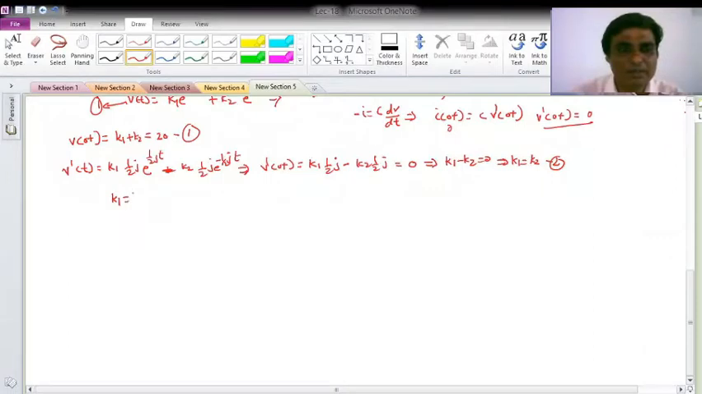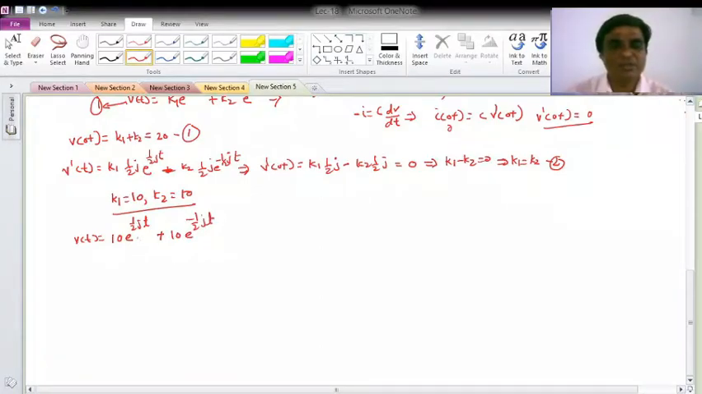K1 will be 10. So k1 is k2, so k2 is also 10. Okay. So now my resultant v of t will be equal to 10 into e raised to half jt plus 10 e raised to minus half jt. And now I will use the Euler's identity. So if I use the Euler's identity, it will be able to convert into sinusoidal form.